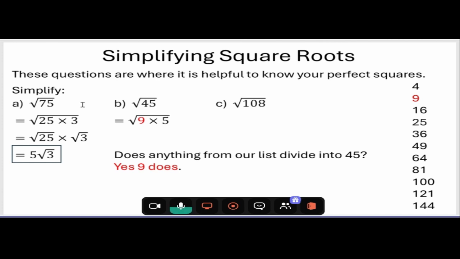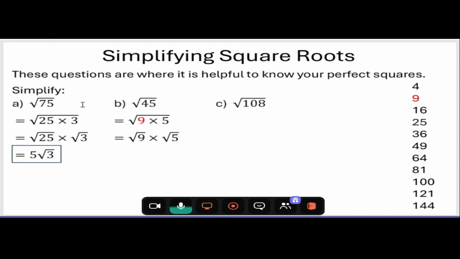And I will point out once again, 45 we could have also broken into 15 times 3, but that wouldn't help us, right? We need a perfect square because we separate those out now, root of 9 and root of 5. The square root of 9 is just 3, and the square root of 5 is left behind.